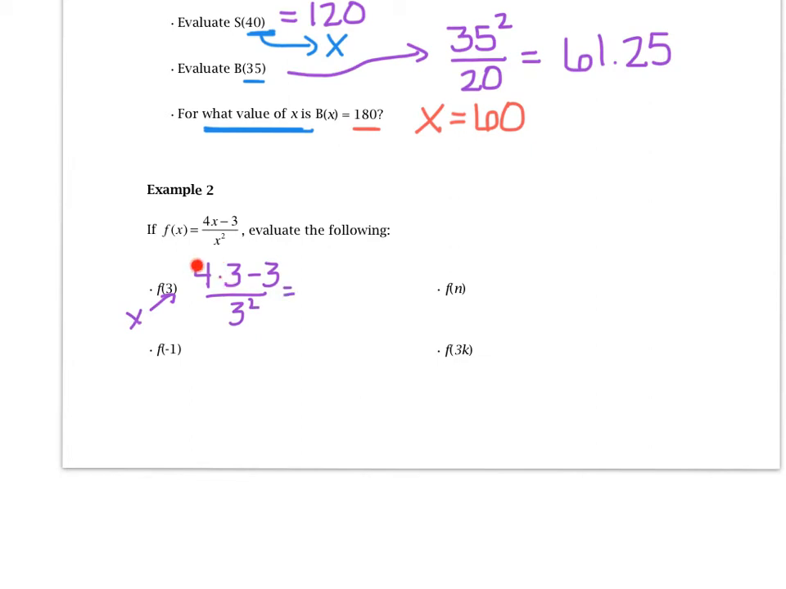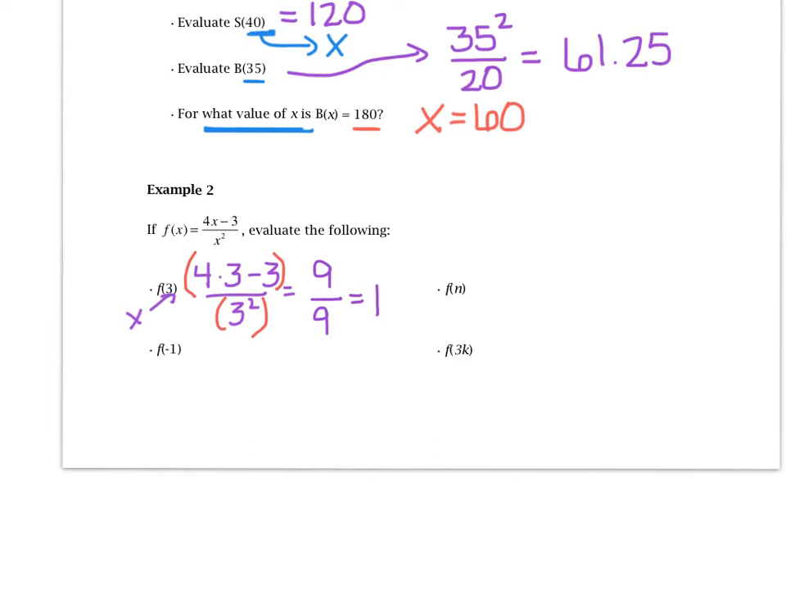Okay, 4 times 3 is 12. 12 minus 3 is 9. And then on the bottom, 3 squared is also 9. You could put this into a calculator if you wanted to. If you wanted to put it all in your calculator in one shot, make sure you put the top and bottom in their own set of parentheses. Okay. And then 9 over 9 just simplifies to 1.